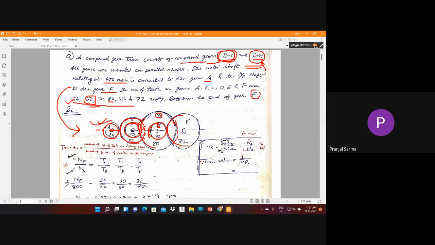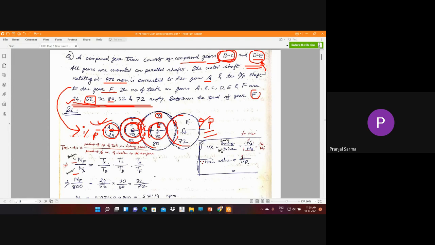We know that if the number of teeth of all those gears is given, we can have the train value. Train value, we know, is nothing but the product of the number of teeth on all the driving gears divided by the product of the number of teeth on the driven gears. Here, F is the output we are getting, and this is the input gear. Okay, and this is the output gear. So train value we can write as NF, driven by driver, the speed of this gear F.